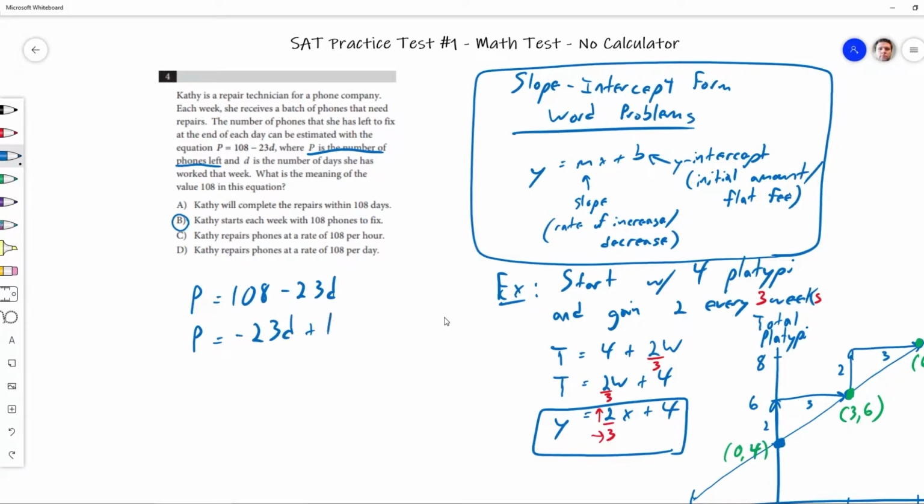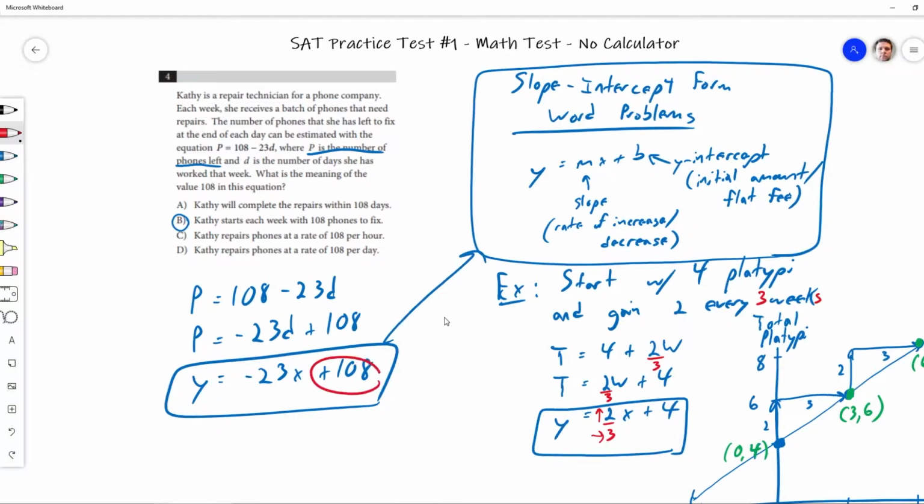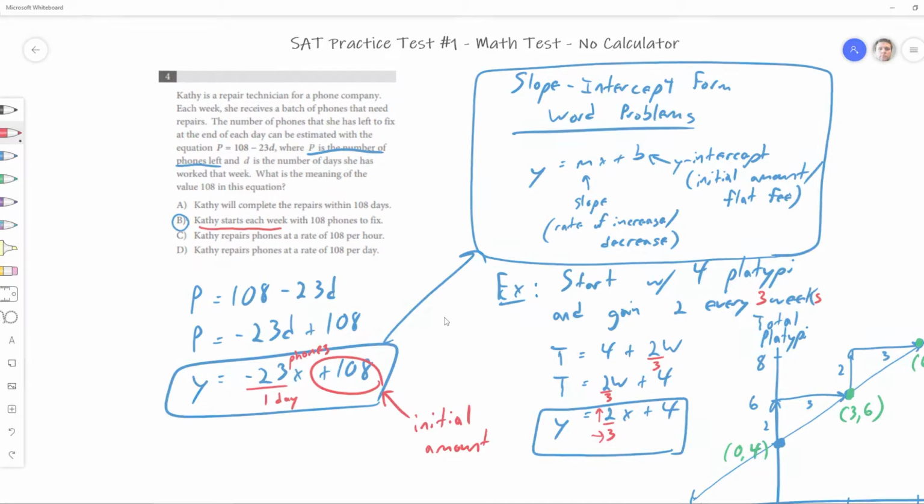Reorder the terms. Change it over to y and x. And if you interpret this according to this, then your 108 becomes your initial amount, which is what she's starting with each week. Now, if they had asked what the negative 23 meant, that would be her rate of fixing phones. So her number of phones left goes down 23 phones every 1 day. There's another problem exactly like this 2 problems later on number 6, which we'll get to very shortly.